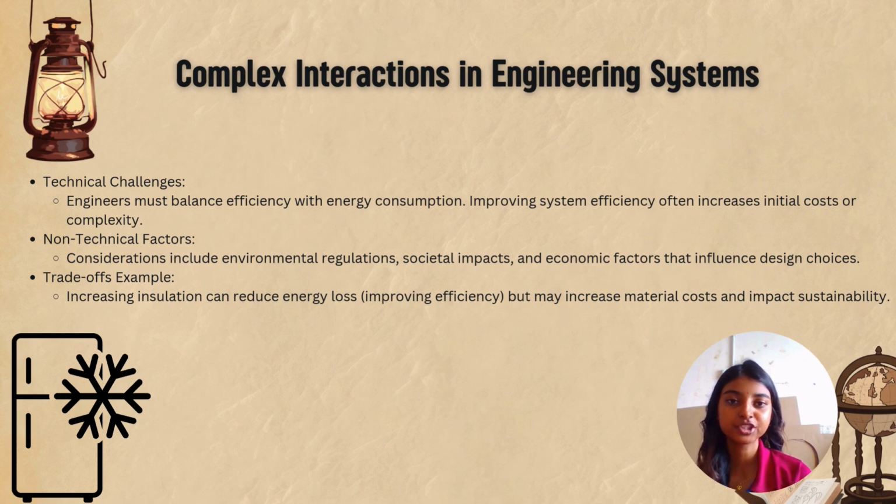What are the complex interactions in engineering systems? First, technical challenges: engineers must balance efficiency with energy consumption. Improving system efficiency often increases initial cost or complexity. Non-technical factors: considerations include environmental regulations, societal impacts, and economic factors that influence design choices. Trade-off example: increasing insulation can reduce energy loss, improving efficiency, but may increase material cost and impact sustainability. These are the complex interactions engineers face in engineering systems.